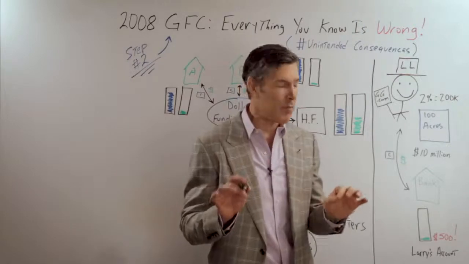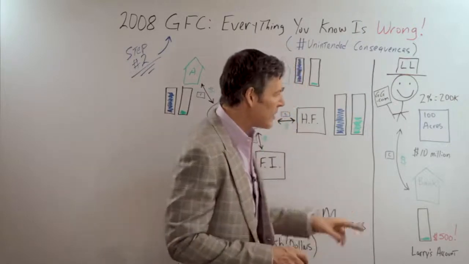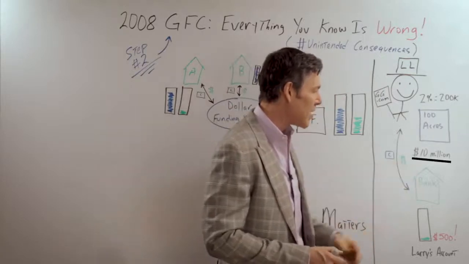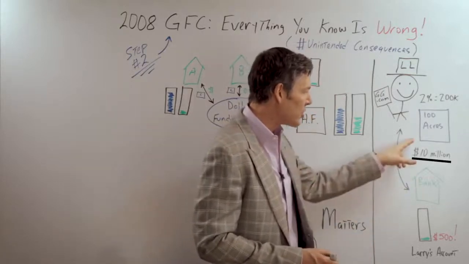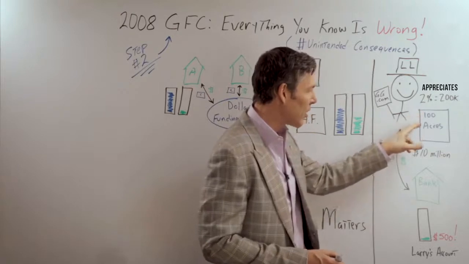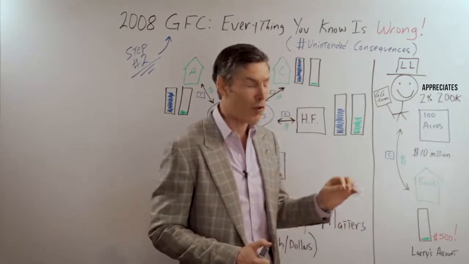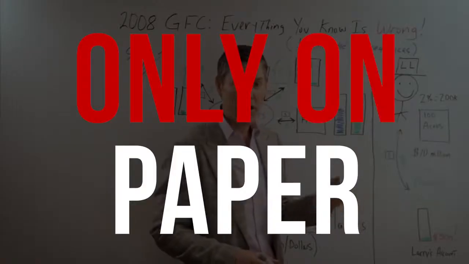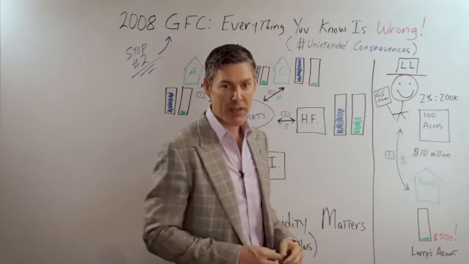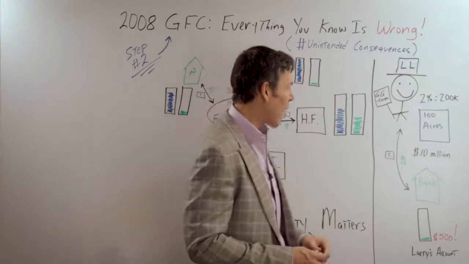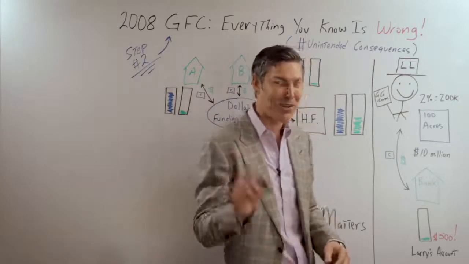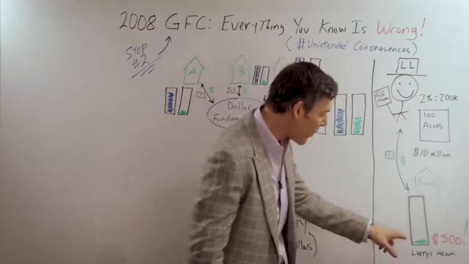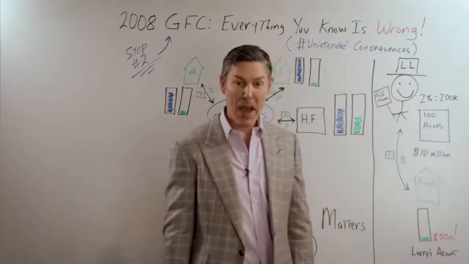But what his problem is specifically is he's got 100 acres of land that is worth $10 million, and it appreciates by 2% a year. So he makes 200 grand a year on his investment, but it's only on paper. A lot of you are probably saying, well, George, that's a good problem to have, and I would agree. But unfortunately, Larry only has $500 in his bank account.